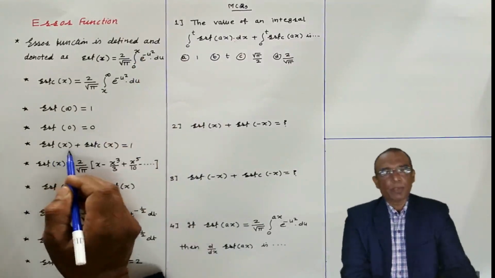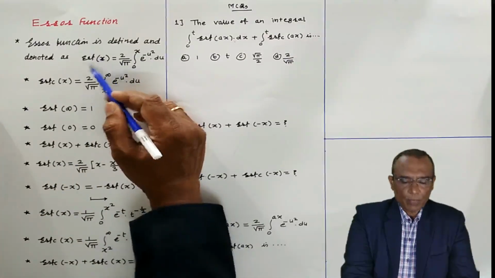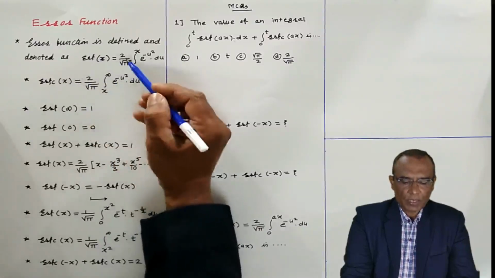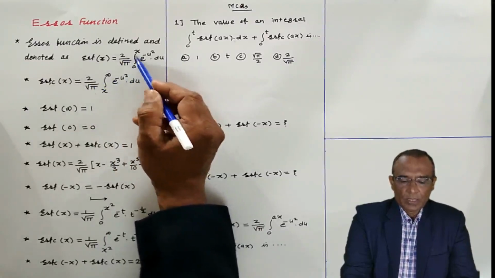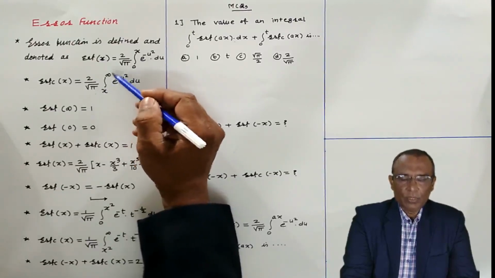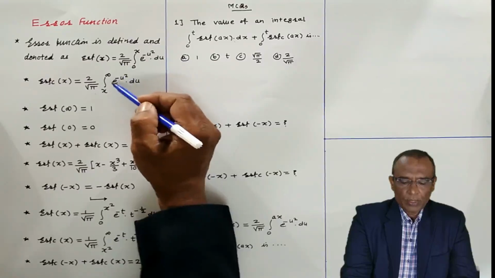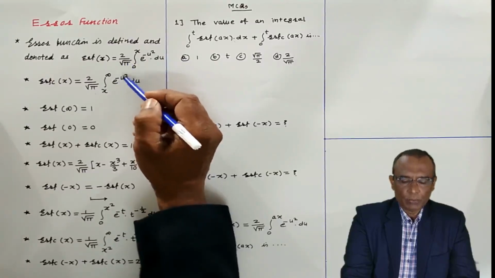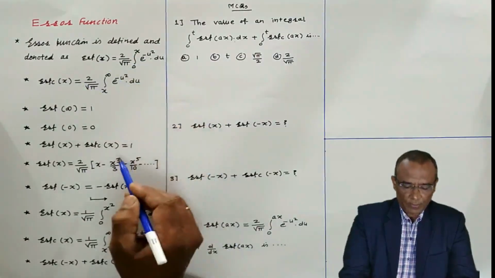Error function of x plus complement of error function of x is 1. This is error function of x, this is complement of error function of x. If you add them, take 2 by root pi common, then 0 to x and x to infinity. If you combine these two integrals, then it will be 0 to infinity because of the continuity. And integral 0 to infinity of e to the power minus u square is root pi by 2. And 2 by root pi by 2 will get cancelled. Therefore, addition of these two will be 1.